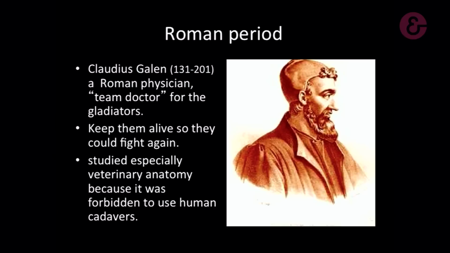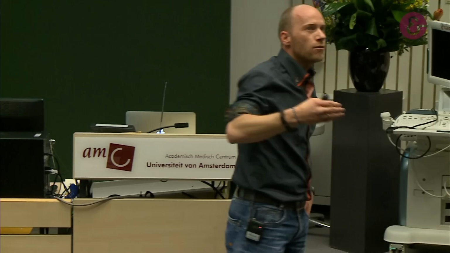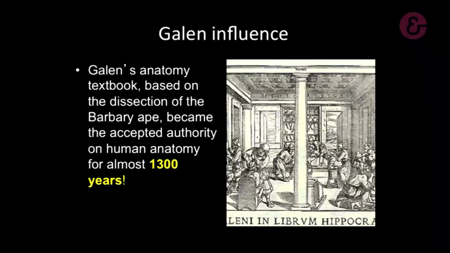But it was forbidden to study on human cadavers. So he wasn't able to write down or to draw whatever he saw in his work. So he used a monkey, a Barbary ape. And this was the first book describing the anatomy. And amazingly, it stood there for 1,300 years. This was the basics of anatomy.